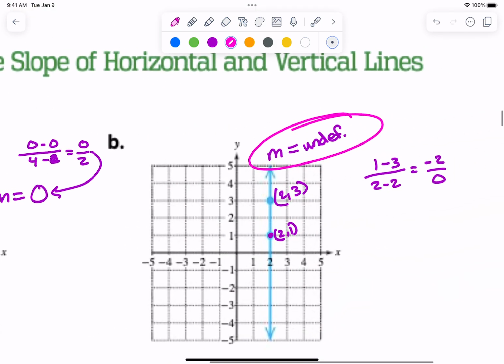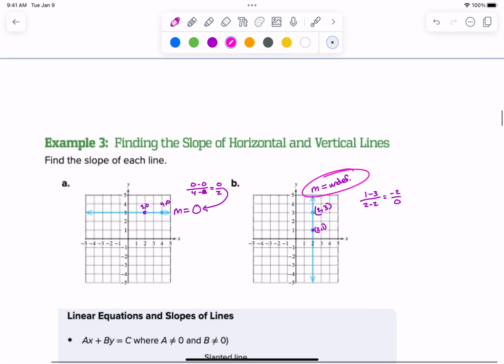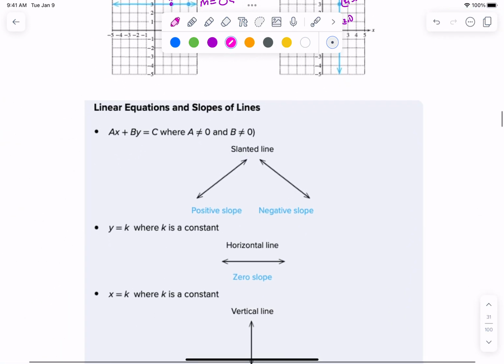So slope is 0, slope is undefined. He's not even a function. Got it? That's not so bad. Let's stop there. No, I want to do one more thing. No, you don't.